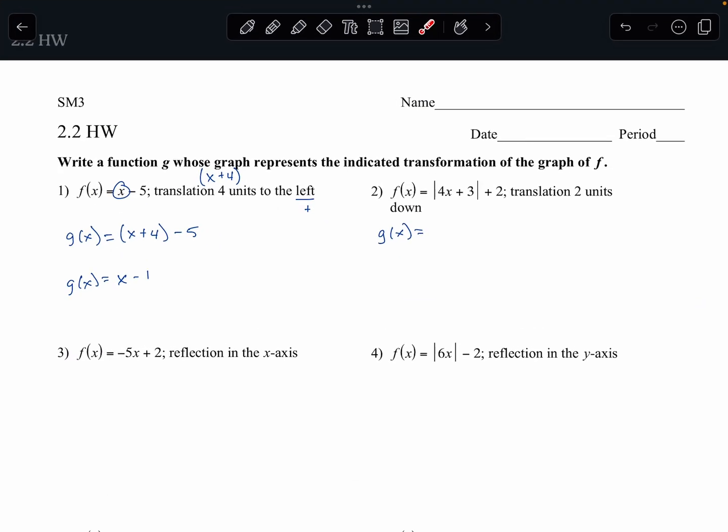Okay, let's see right here. So f of x is equal to the absolute value of 4x plus 3, close absolute value, plus 2, translation 2 units down. So the translation, this is what we're going to apply to this one. If we're going to move it up or down, that's a vertical translation. So we're going to take the y values of the function, and we're going to subtract 2 from it.